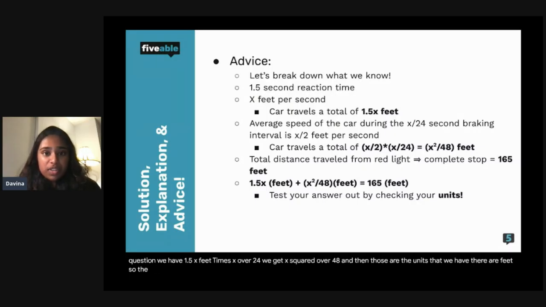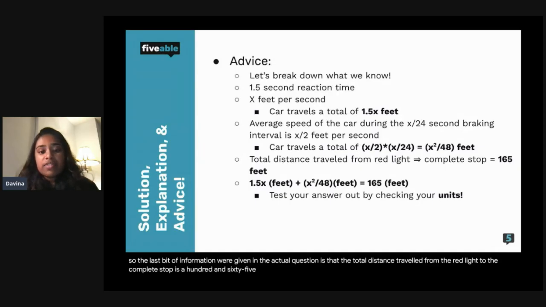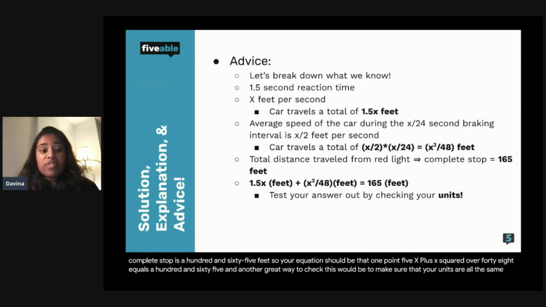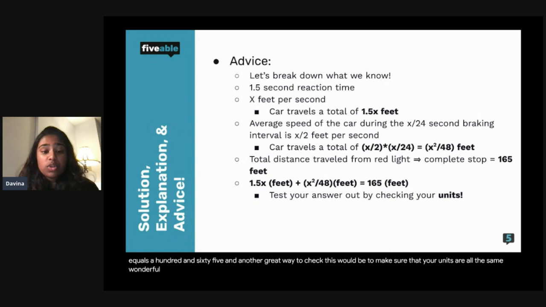The last bit of information given in the question is that the total distance traveled from the red light to the complete stop is 165 feet. So your equation should be 1.5x plus x squared over 48 equals 165. A great way to check this is to make sure your units are all the same. 1.5x is feet, x squared over 48 is also feet, and the 165 is also feet.